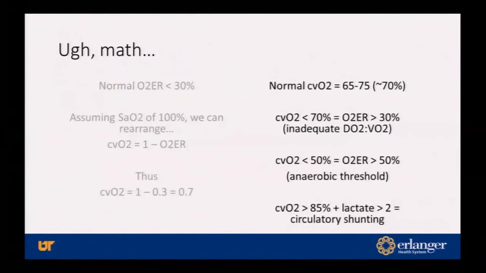Normally, our CVO2 is 65 to 75%, or about 70%. If we know that that CVO2 is less than 70%, there's inadequate oxygen delivery relative to consumption. It doesn't mean that there's inadequate oxygen delivery all the time. It means that there is inadequate oxygen delivery relative to consumption. The piece of that puzzle that's missed is that oxygen consumption piece. Now, if that CVO2 drops less than 50%, we have hit our anaerobic threshold. That means that you should start seeing lactate generated.